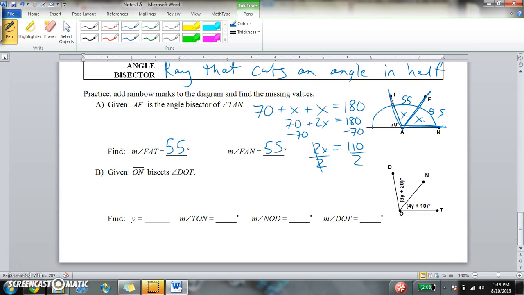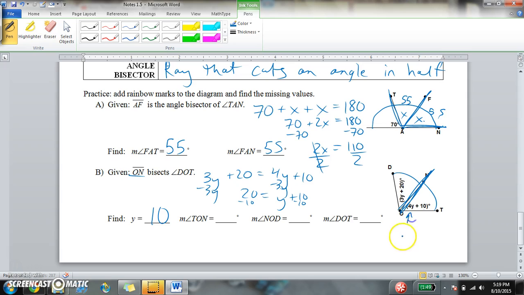And finally, same thing, but now we've got two expressions, and it says that ON bisects angle DOT. So this thing is cutting the big angle in half, which means these are two equal pieces, so set them equal to each other. Get all your variables on one side. Y plus 10 equals 20. When I subtract the 10, I'm going to get that y equals 10.